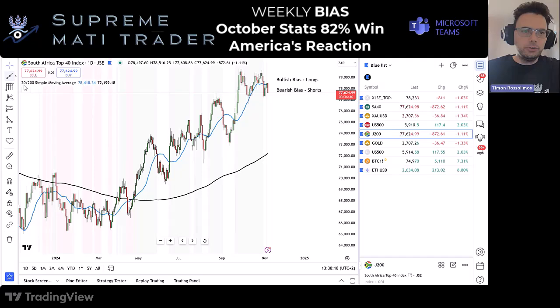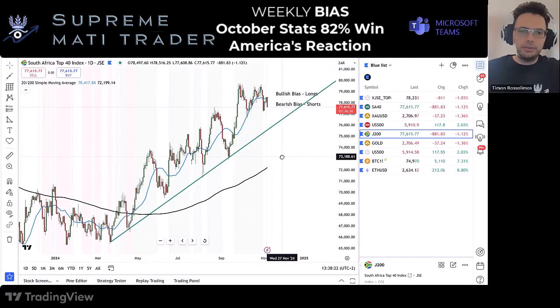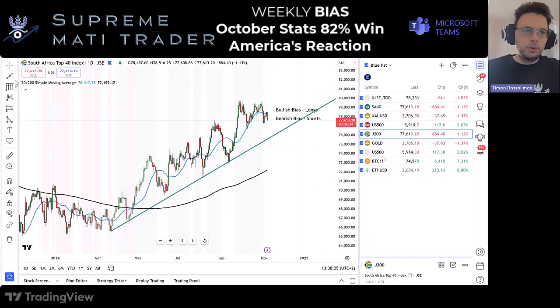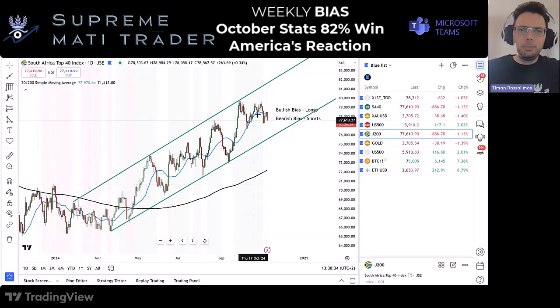So I'm going to draw a ray up here. This is a ray. Okay. And I'm going to draw a ray here. All right. So the market is literally in an uptrend, and it's going to stay like that until it breaks below this support line or this resistance line. And right here is what we call the chop.